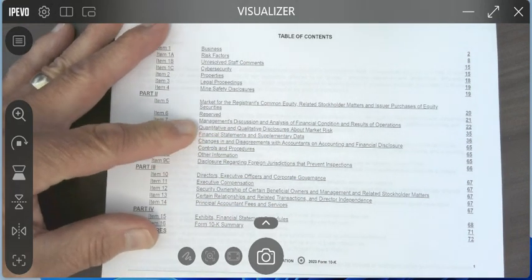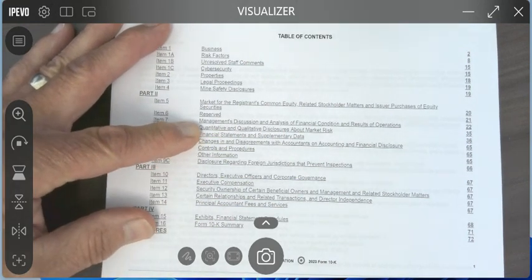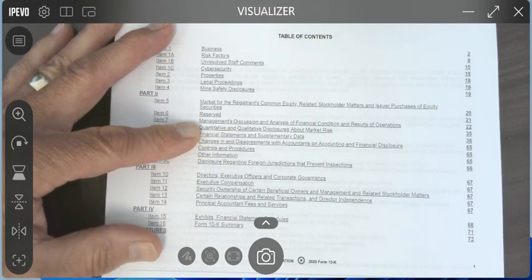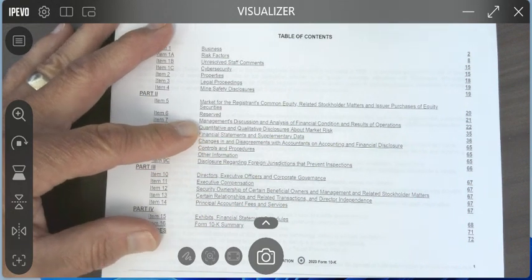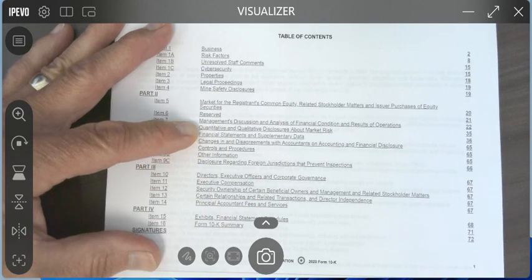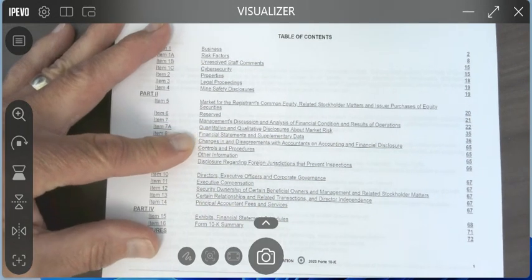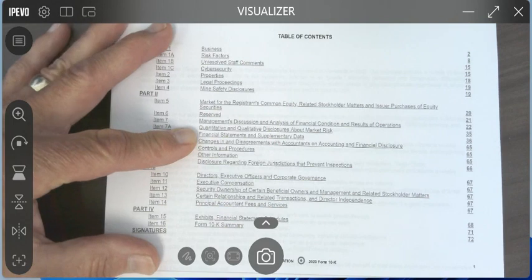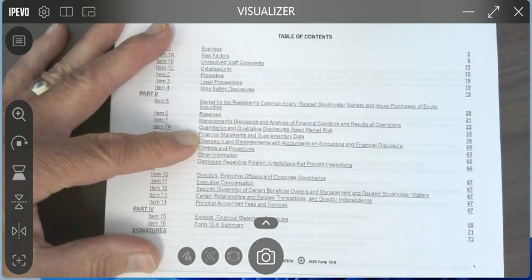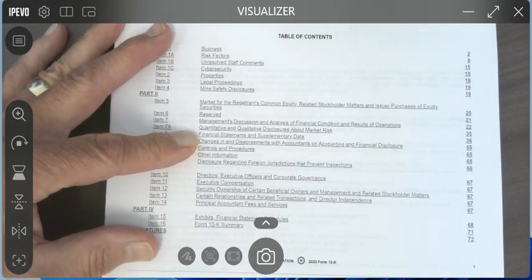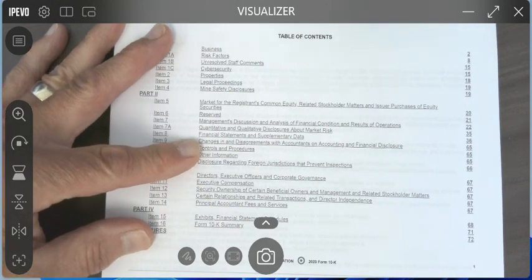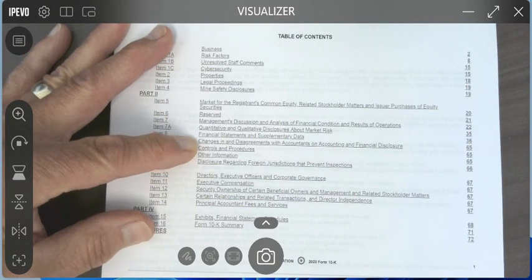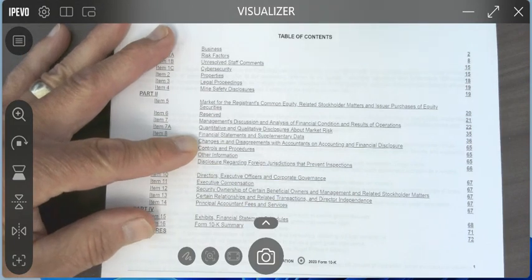Item 7 is an especially interesting section. The management's discussion and analysis of financial condition and results of operations. Here, management provides context on all the numbers you see on their balance sheet and their income statement. Item 7A, they're going to talk about the quantitative and qualitative disclosures about market risk. So they're going to tell you about the market risk that exists in your investment. Item 8 is the financial statements and supplementary data. We'll show you those in the next video.